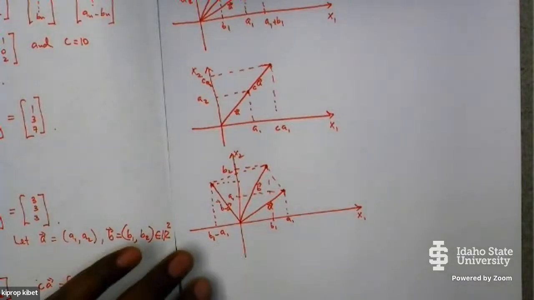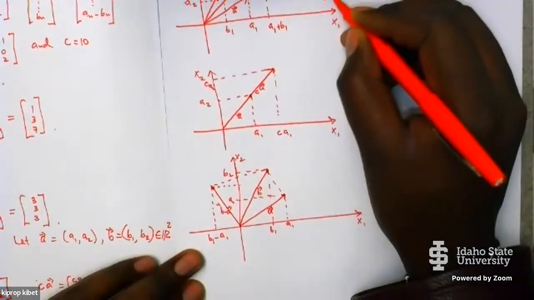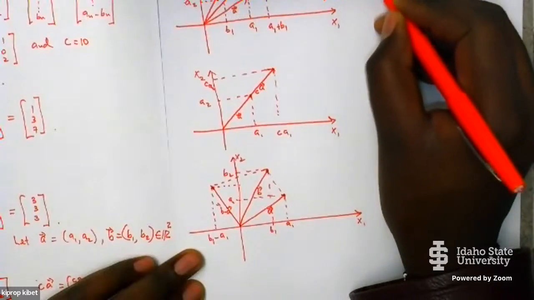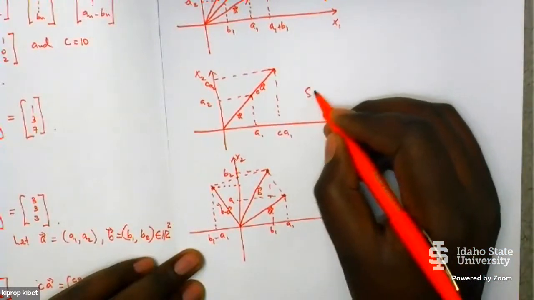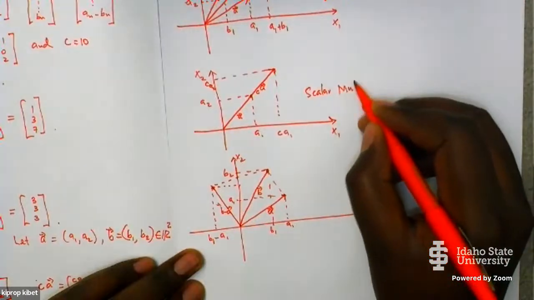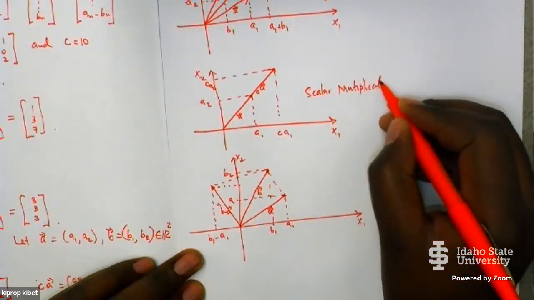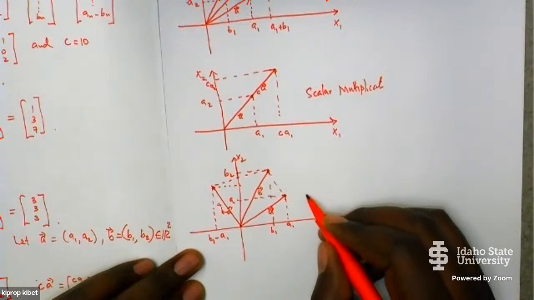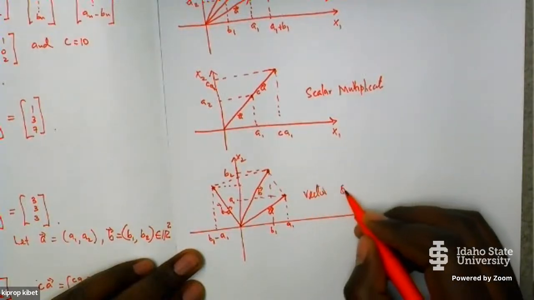Okay, so this is the vector addition. This is scalar multiplication. And this one is vector subtraction.